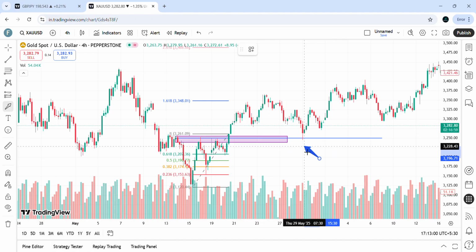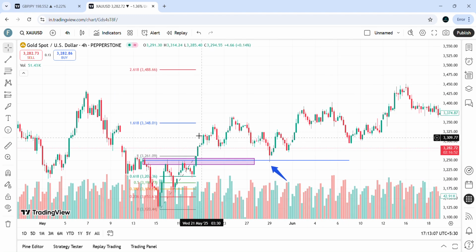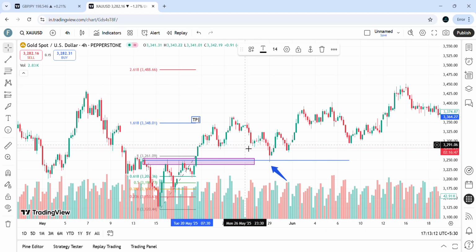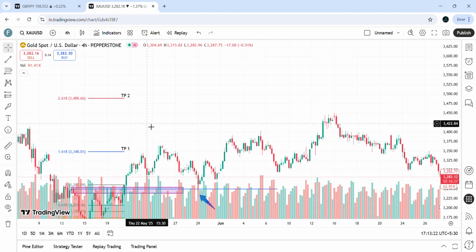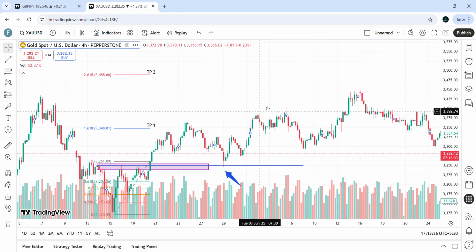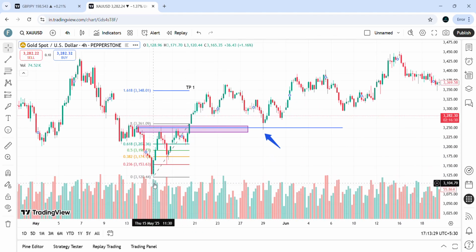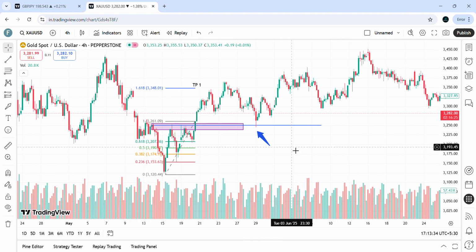This would have been our entry. Look at how sharp this entry was right after the break. This would have been our TP1. This would have been our TP2. And I don't know if you have more TPs. Either way, you would have won this trade as well. Your stop loss would have been right below the swing low. See, that's how easy this strategy is.